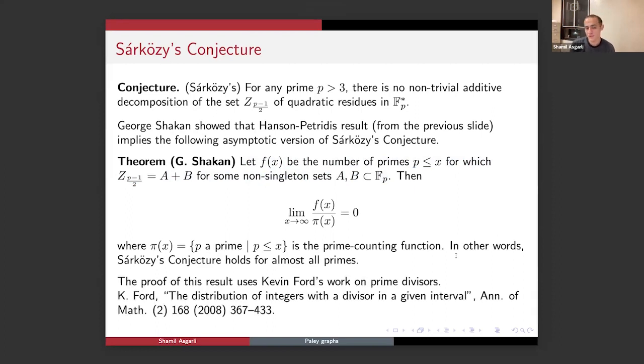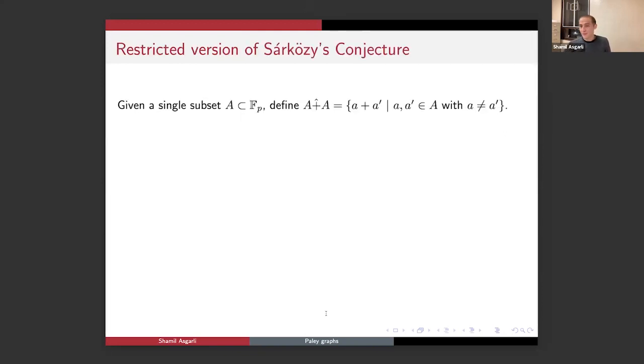The proof of this result uses the ideas that are both in the Hanson and Petridis result, but also a very foundational and important work by Kevin Ford on the divisors of a given number. This paper is all about when you can say that a certain divisor of a given number is contained in a certain interval. As you can see, it's been published in Annals of Math, so it's a very important work. And now I wanted to mention a few more things, just two or three more slides, and I'll be done.